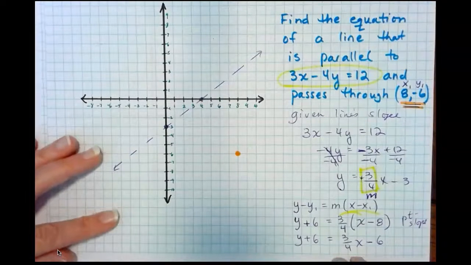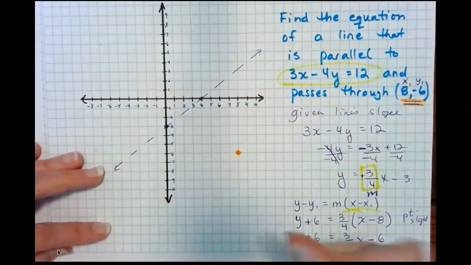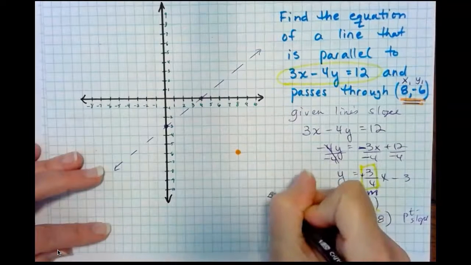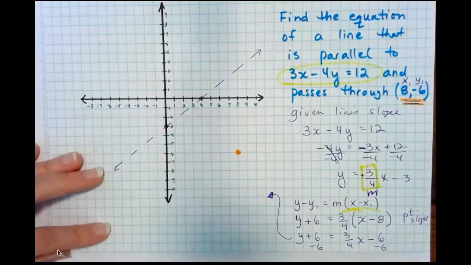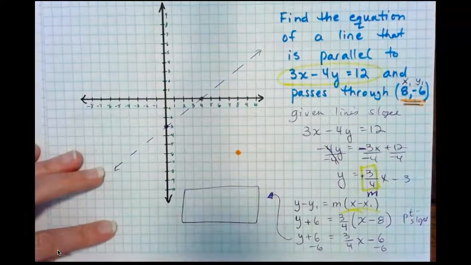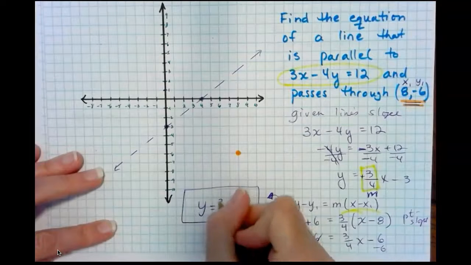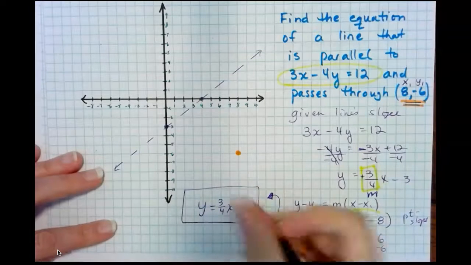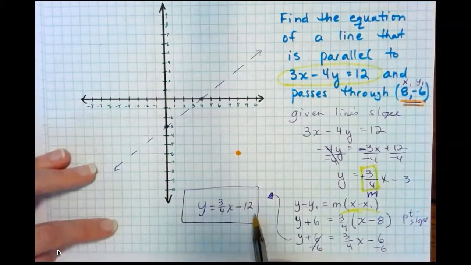And then our last step, which, since I am out of room on the paper, I will write up here, will be to subtract 6 from both sides and give us a final answer of, canceling, y equals 3/4 x minus 12. Our new line is going to have the equation y equals 3/4 x minus 12.